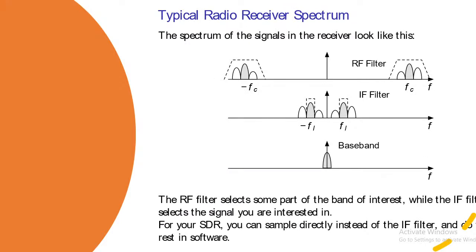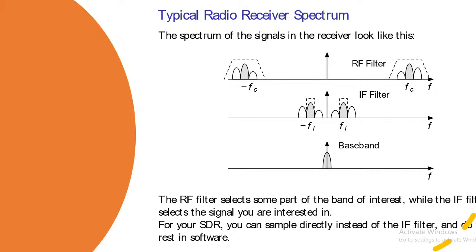Now this is the spectrum of a signal which is received. The RF filter is filtering around fc. After that is filtered, it goes to the IF filter. At the IF filter, it filters the shaded portion. Now you can see what I meant by selectivity. The RF filter is selecting the shaded portion as well as the unshaded portion. When you come to the IF filter, its bandwidth is small, so it is selecting only the shaded portion. Then you do the demodulation, so that shaded portion will come to the baseband. So the RF filter selects some part of the band of interest, while the IF filter selects the signal in which you are interested.